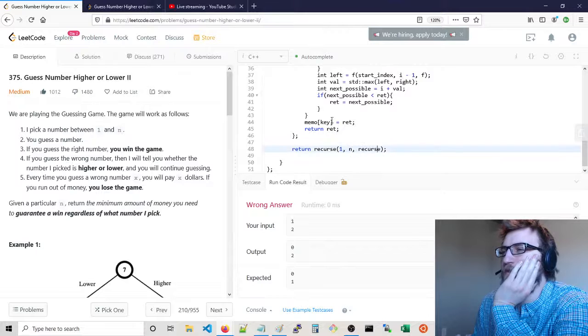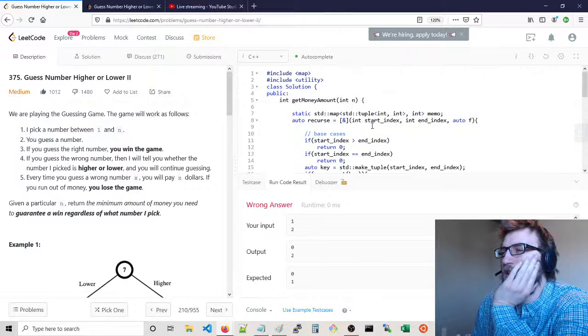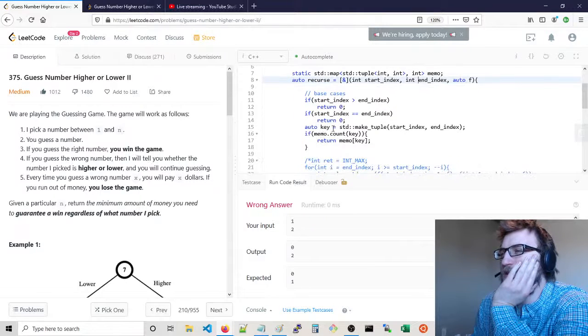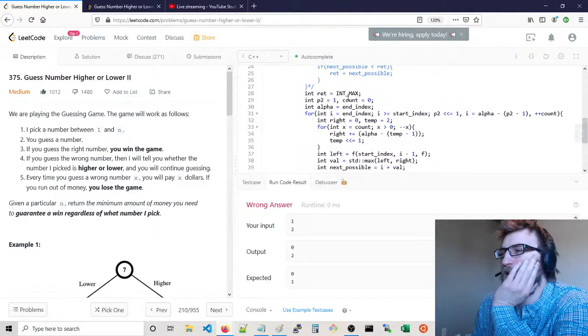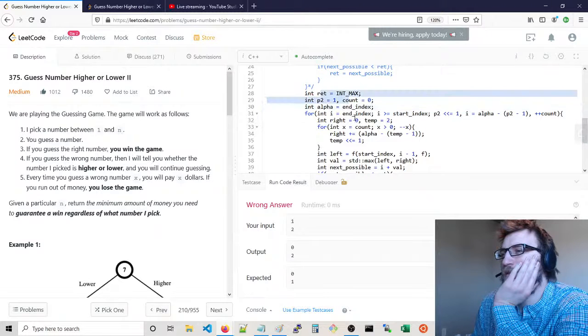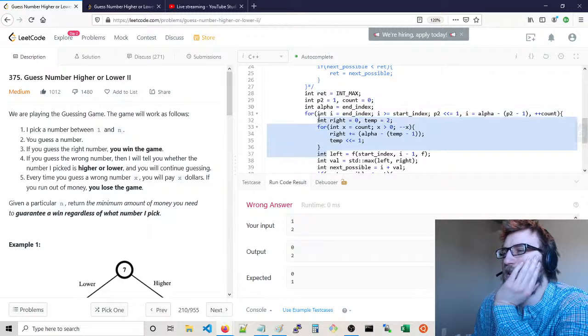So call this on 1, 2. So 1, 2. Pass through all that. I is 2. 1. This is 1. Alpha is 2. Okay. Right's up there, right 0, and temp is 2, so we calculate the right subtree, I guess.